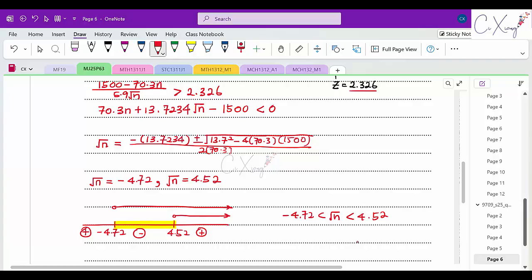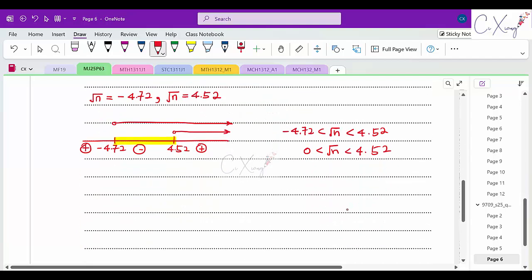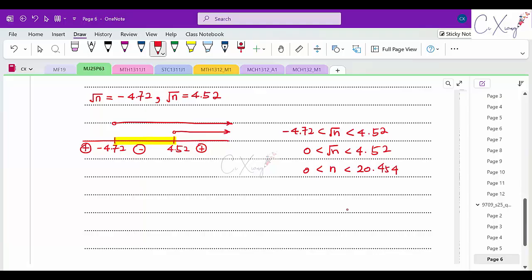Okay, but we have to ignore the negative part here because square root n cannot be a negative value. So we maybe put it as 0. Okay, n is between 0 and 4.52. But I'm interested in the value of n, not the square root of n. Therefore, I square everything, and n should be 20 point something, 20.4545.